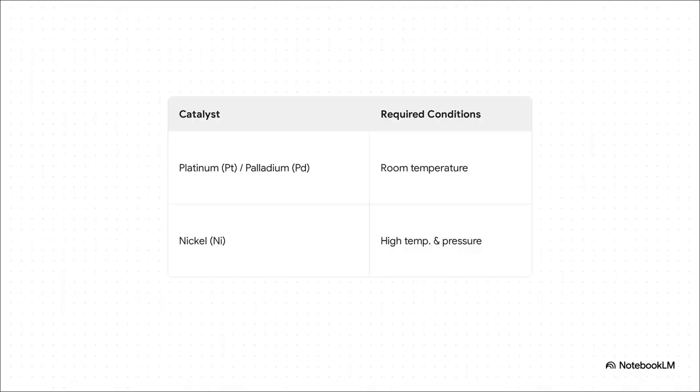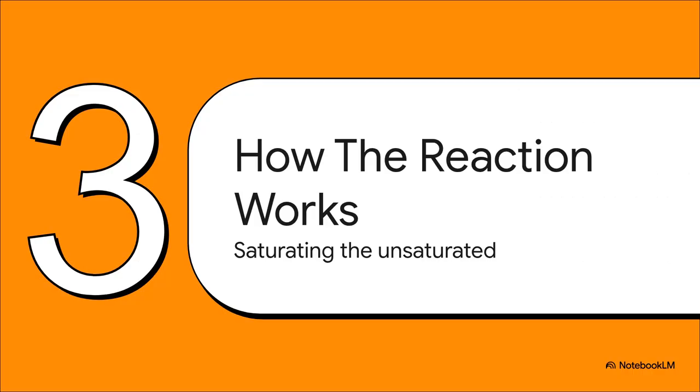And not all catalysts are created equal. You can use a really fancy one, like platinum or palladium, and the reaction will just cruise along at room temperature. But when you're doing this on a massive industrial scale, you're probably going to use something cheaper, like nickel. The catch is, with nickel, you've got to crank up the heat and the pressure to really get the job done.